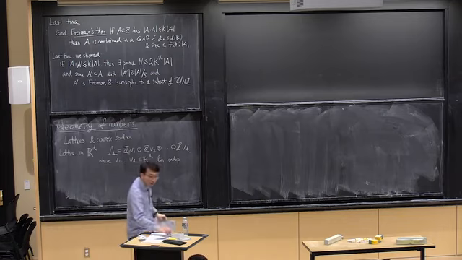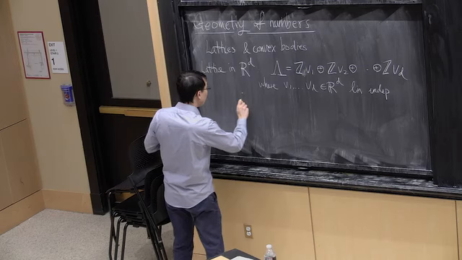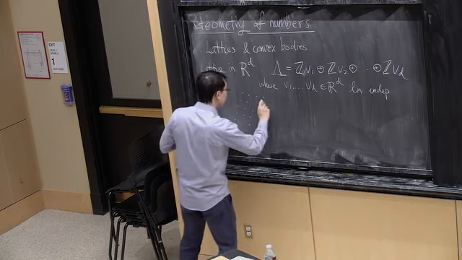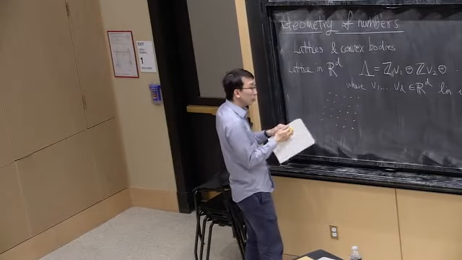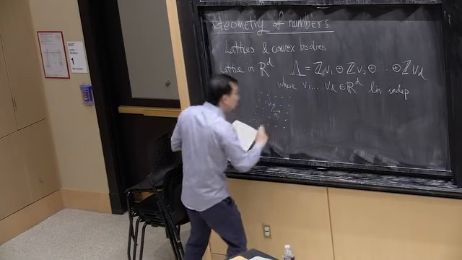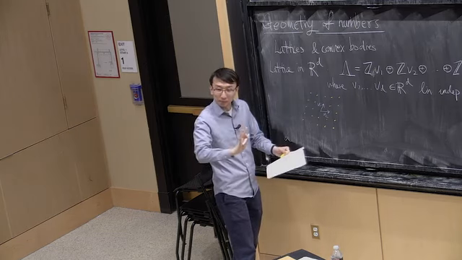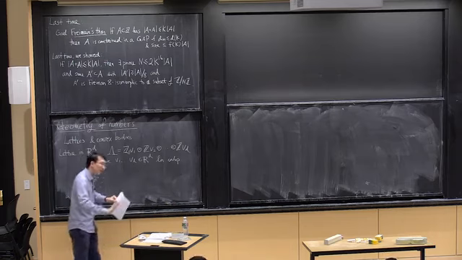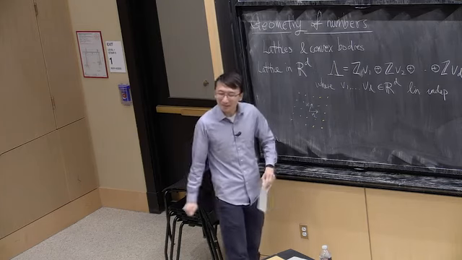So here I'm drawing a picture in R2. This picture extends in all directions. If I start with two vectors, v1 and v2, linearly independent, and look at their integer span, that's a lattice. That's what a lattice is. You can come up with all sorts of fancy definitions, like a discrete subgroup of R to the n, but this is what it is.